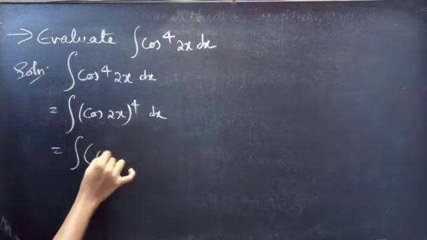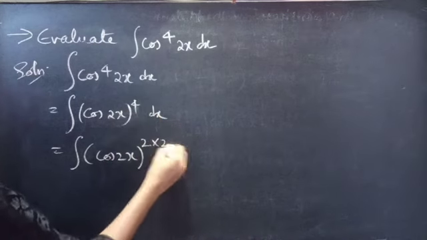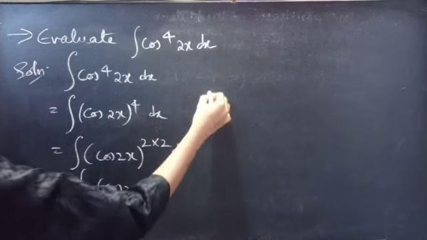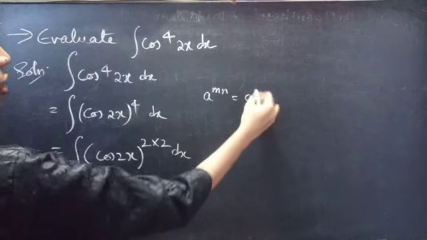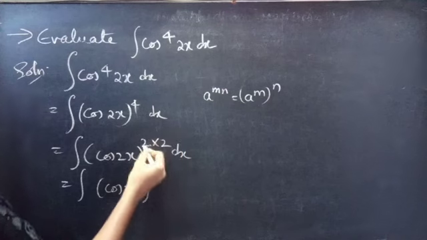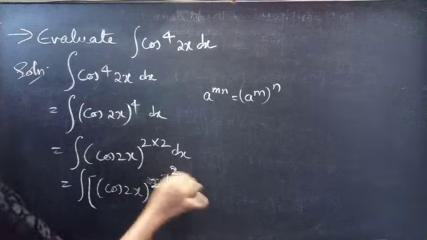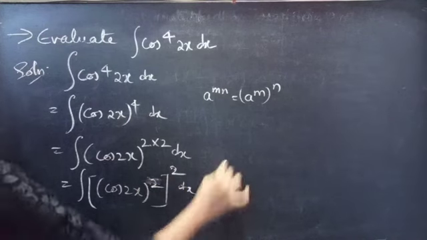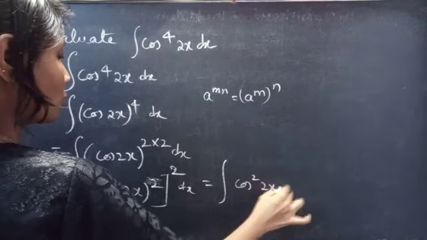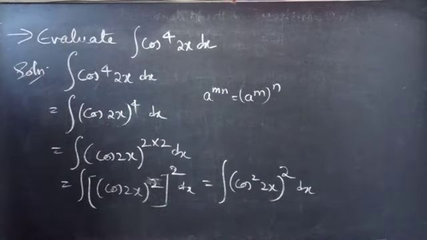Into dx. (cos 2x)^4, you have this 4, right? You can write this 4 as 2 into 2 into dx. Now, again, we know that a^(mn) equals (a^m)^n. Then we can write it as (a^m)^n into dx, right? Which equals the integral of (cos 2x)^2 whole squared, that is (cos^2 2x)^2 into dx.